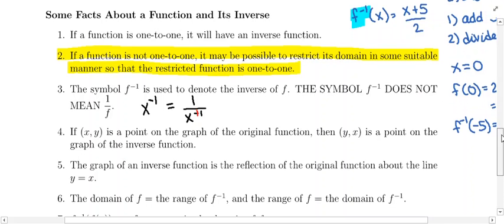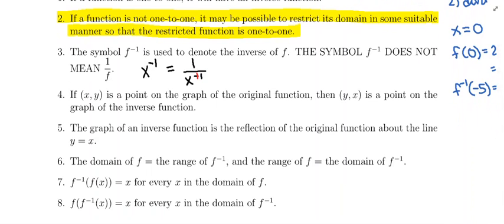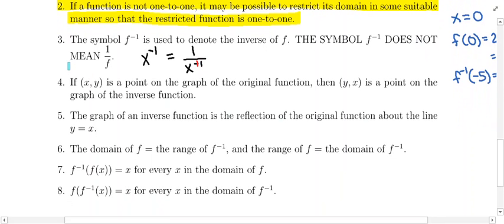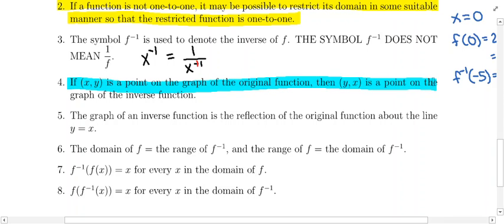Okay? All right, another biggie for inverses in number 4. If (x, y) is a point on the graph of the original function, then if you just flip the x and y values to get the point (y, x), that's going to be a point on the graph of the inverse function. Okay, absolutely critical for inverse functions.